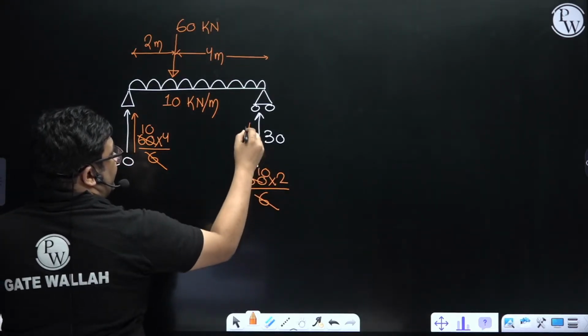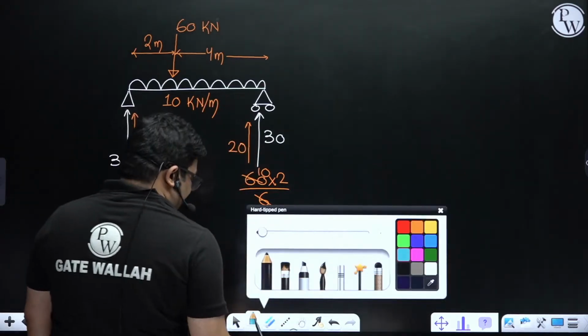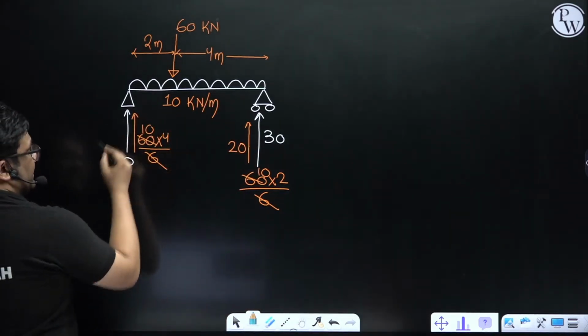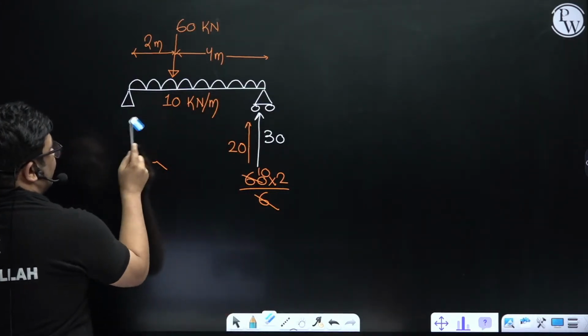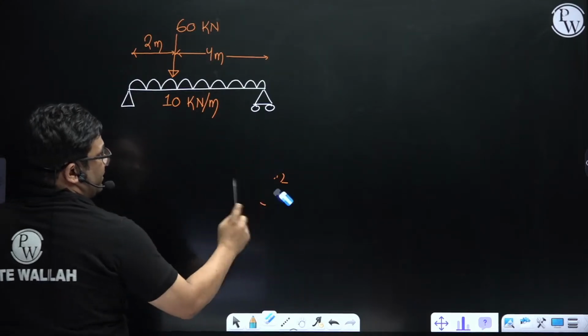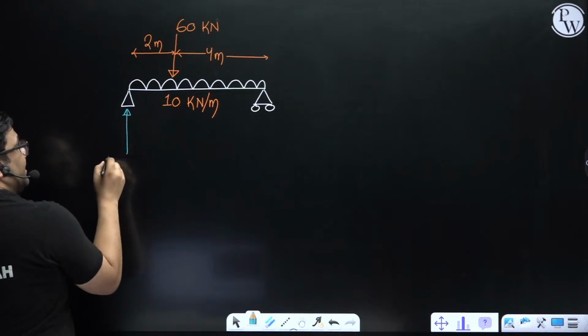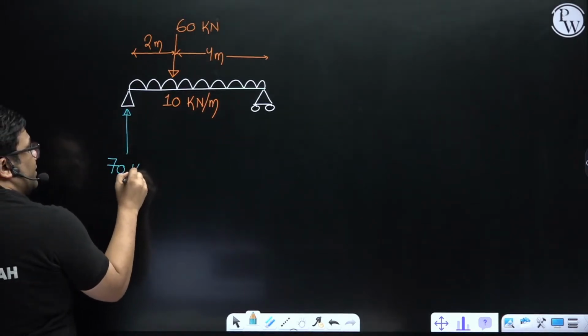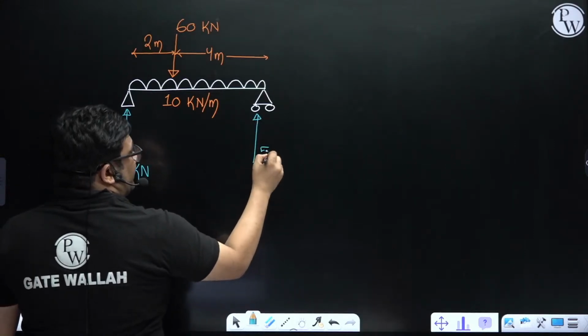So the total here is 20. So I can say the reactions are how much? Here it is 70 and here it is 50, right? So the net reactions are 70 and 50. I have taught you earlier also how to find out reactions like this. So you can easily find out this is 70 kilonewton, and this is your 50 kilonewton.